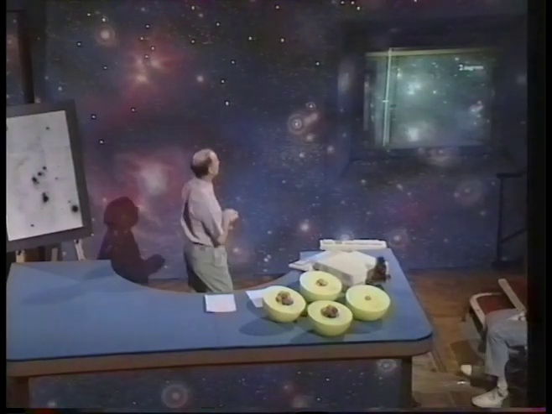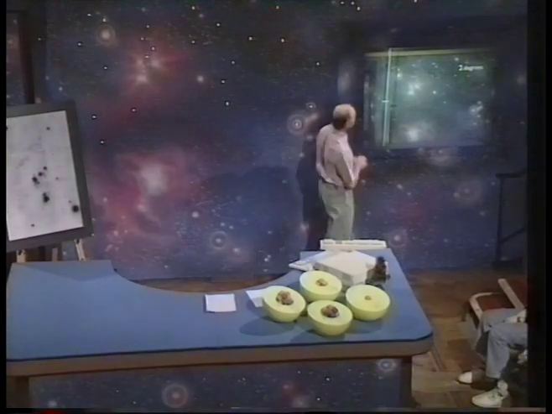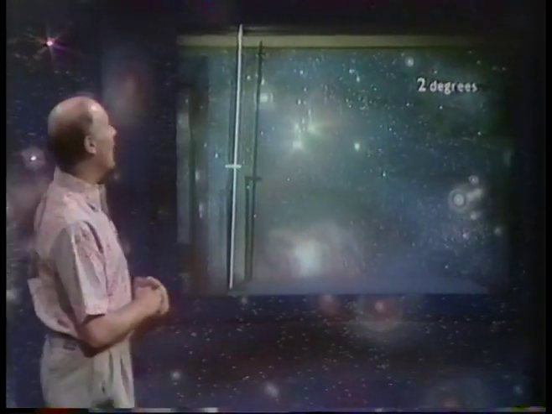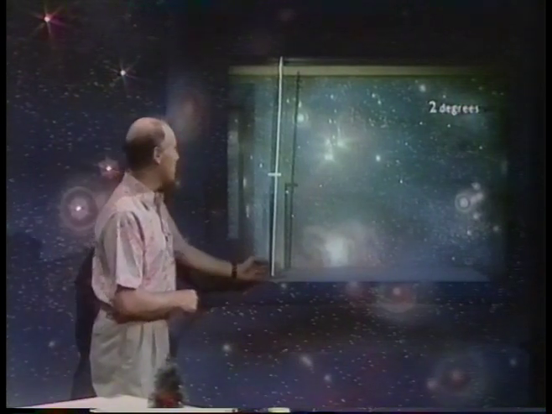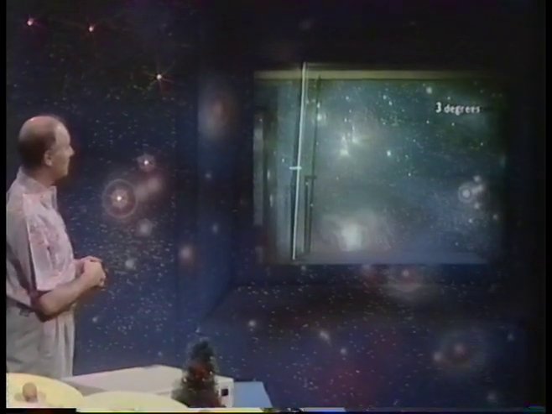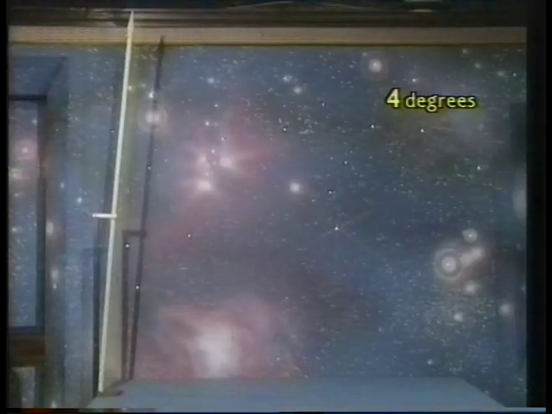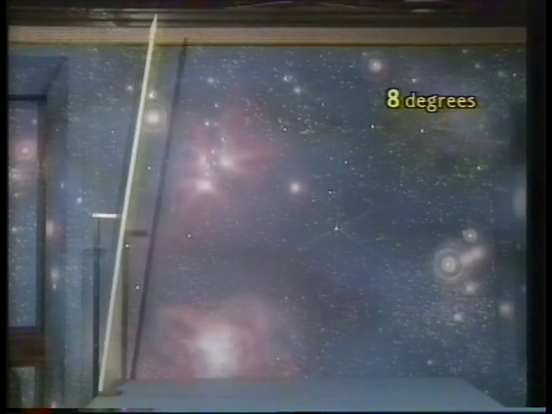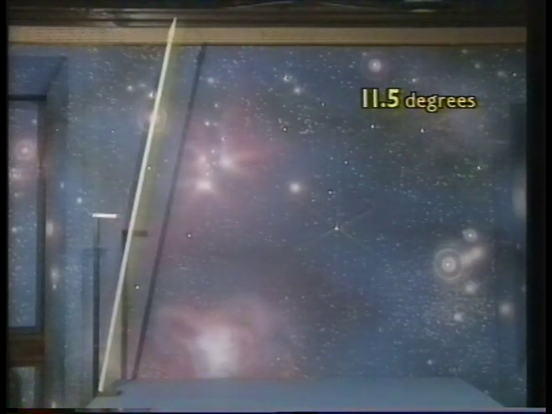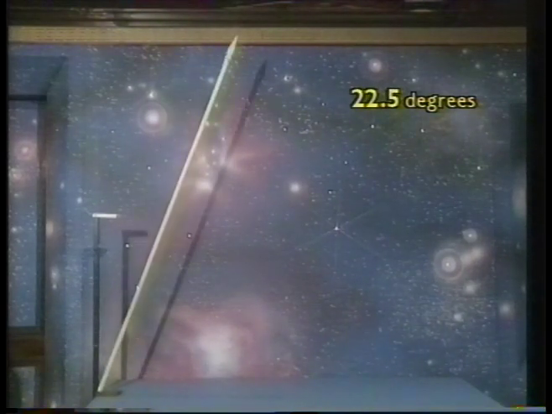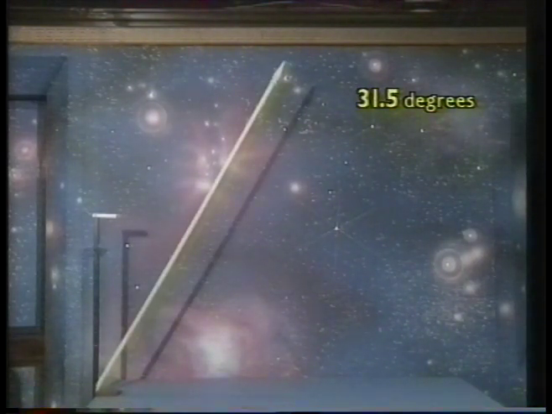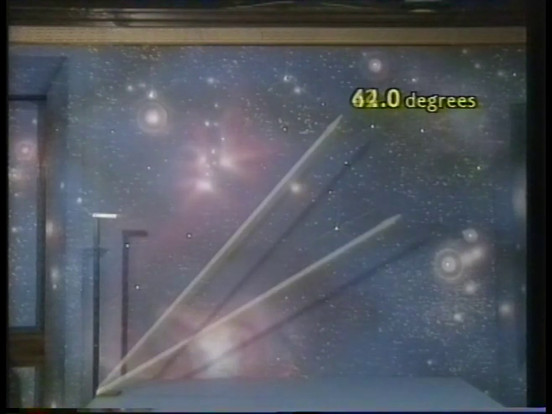What we've done now, we have pre-recorded that same sequence earlier with freeze frames about every 0.2 of a second so that we can see what happens. And we're putting up in the top right-hand corner the angle away from the vertical. So it starts at 2 degrees, and now let's run it forward in time. 3 degrees, 4 degrees, 6 degrees, 8 degrees, 11.5 degrees, 16 degrees, 22.5 degrees, 31.5 degrees, 44 degrees, and so on.